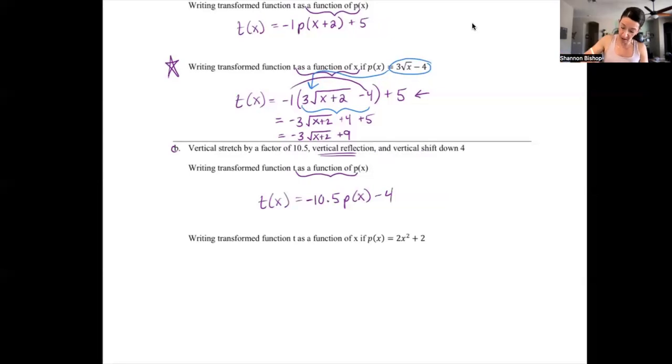If you wanted to write it the other way as a function of x, once again, this is where your final answer will no longer have a p in it, but instead you reveal to the world, it turns out this whole time it was quadratic. Guess what? She's quadratic. Okay, but the transformations are still going to get applied. So what do we have? We have a -10.5 that gets multiplied to that entire function, so 2x squared plus 2. And then also a -4 trails on the end.